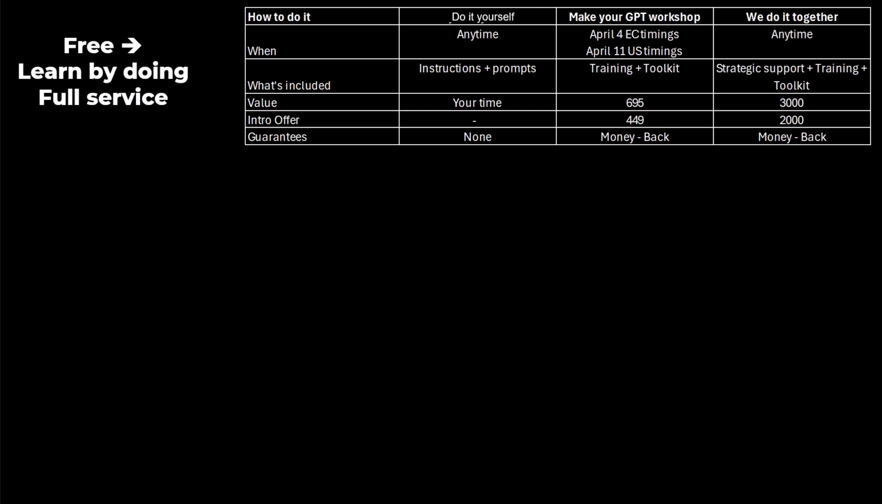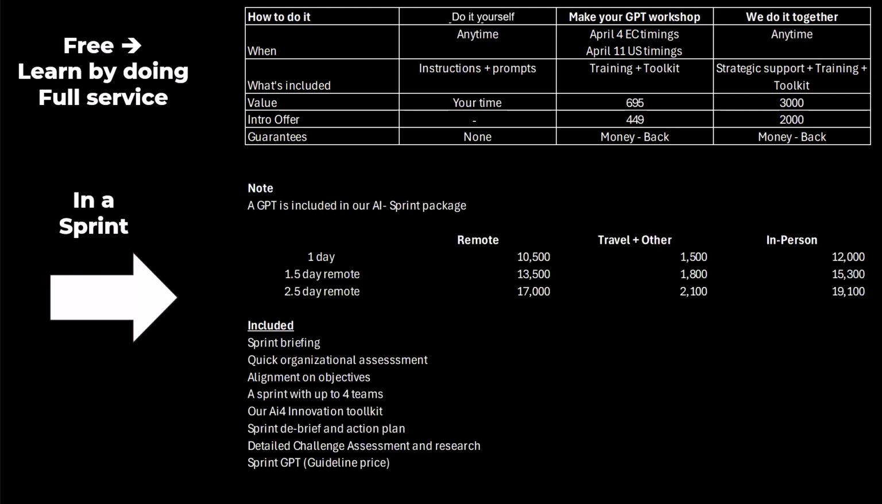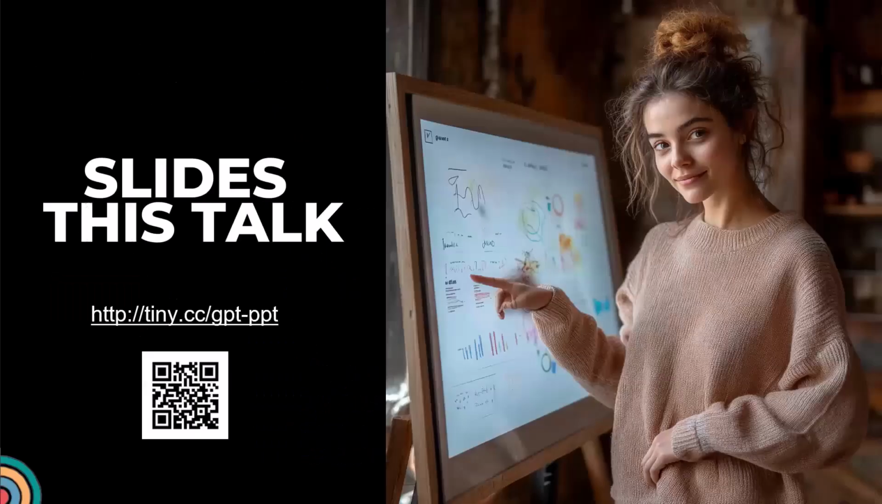The last version of this is we do it together, one by one. You can do this anytime. This is actually fairly hard work. If you're going to go through this strategic analysis, we charge 3,000 euros. For a while, we're going to do this for 2,000. If we do a sprint together, this is included as part of the sprint. And we do 1 day, day and a half, and 2.5 day sprints. And we can use the GPT as a backbone for the sprint, but we also have the tools that help you through things step by step.